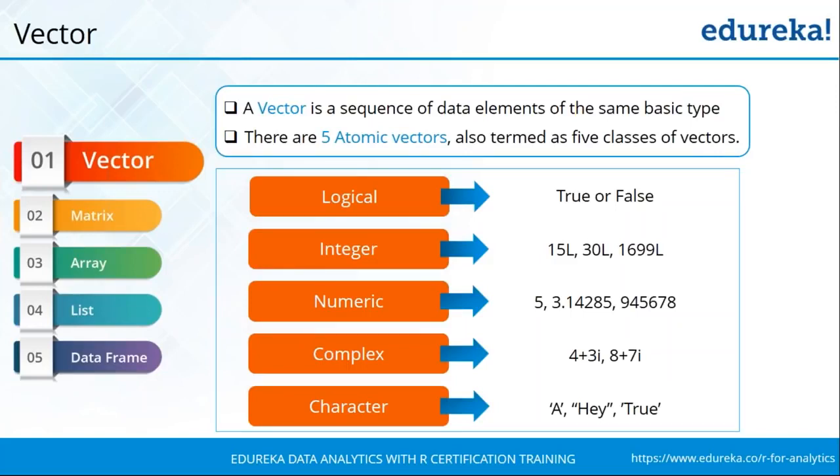Okay, now when we talk about a vector as a whole, either you can have a single element belonging to one of these data types, or it could be a sequence of elements as well. Both of them are a vector. So let me go to the RStudio and show you these 5 data types as well as how you can work with vectors.